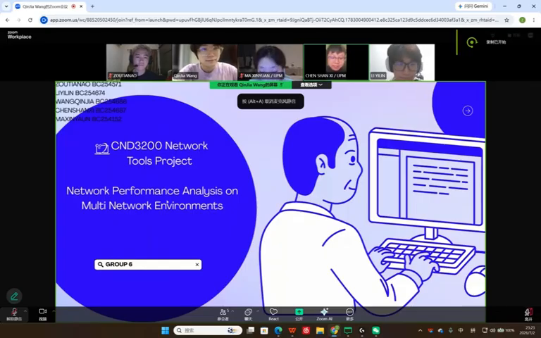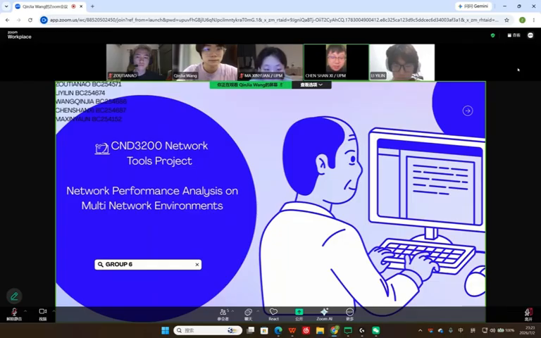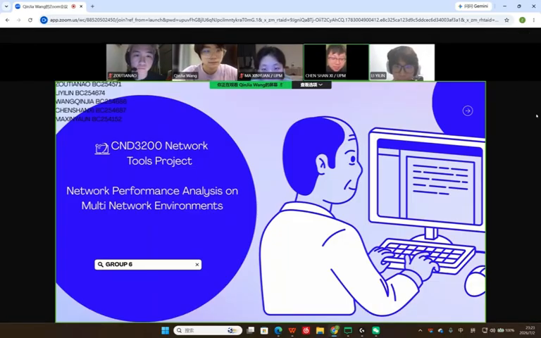Today we will present our network tools project. We tested the network performance in 3 different environments using 5 tools. This is our outline.